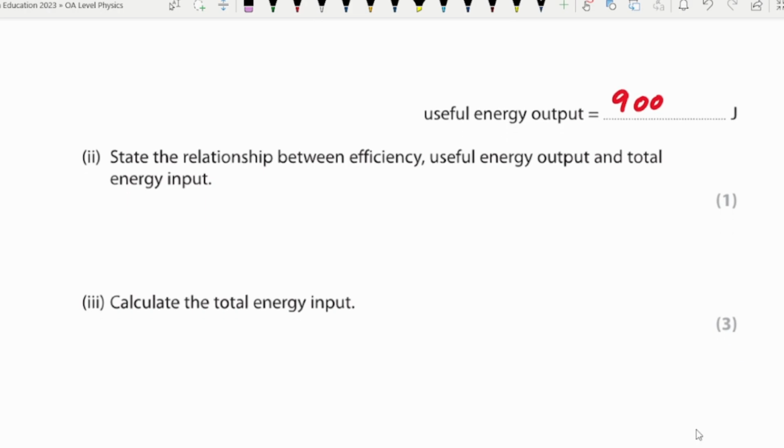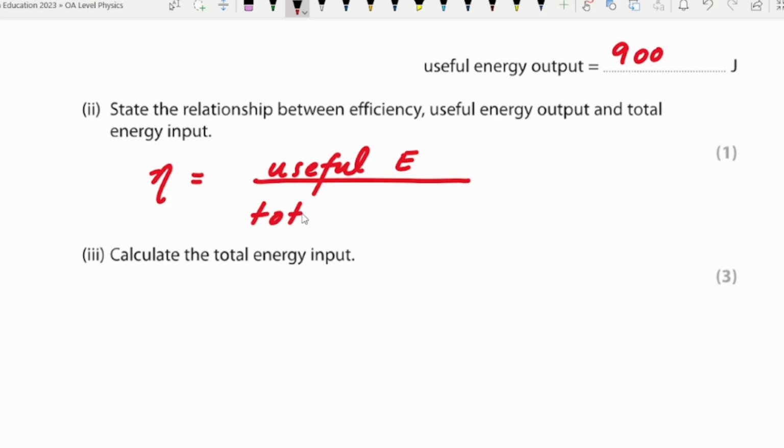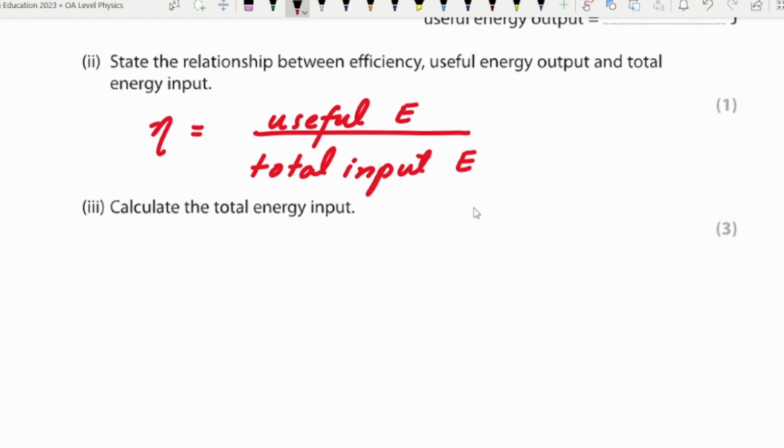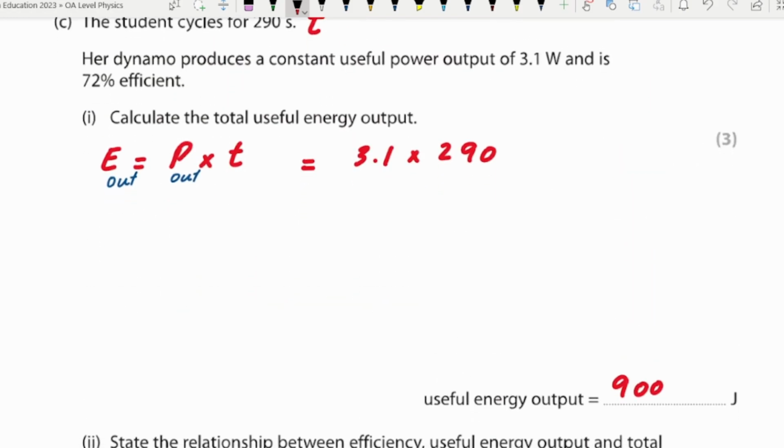State the relation between the efficiency, useful energy output, and the total energy input. So efficiency equals useful energy divided by total input energy. Useful energy divided by total input energy. Alright, then in the next part we have to calculate the total energy input. So whatever the total energy input was, the total output is 900 joules.